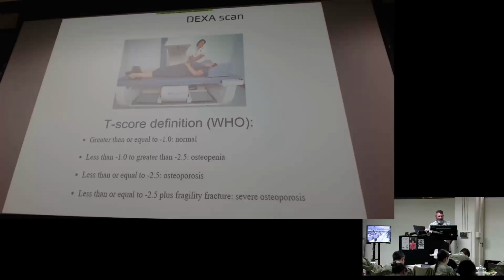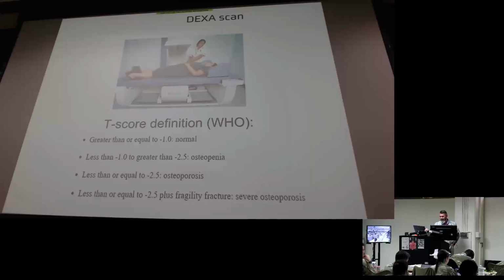Less than -1, so more negative than -1, up to -2.5, that's osteopenia. Not osteoporosis yet, but a loss of bone density. So the diagnostic name for that is osteopenia. So less than -1.0 up to greater than -2.5.